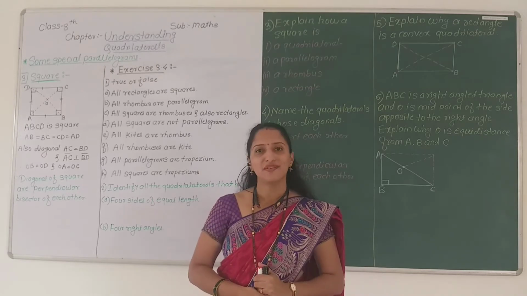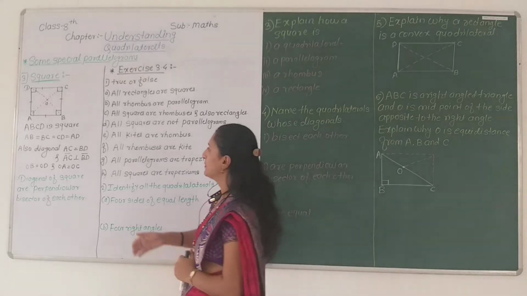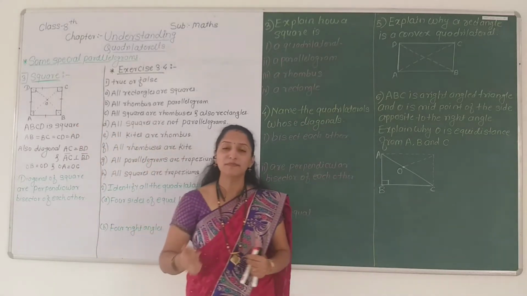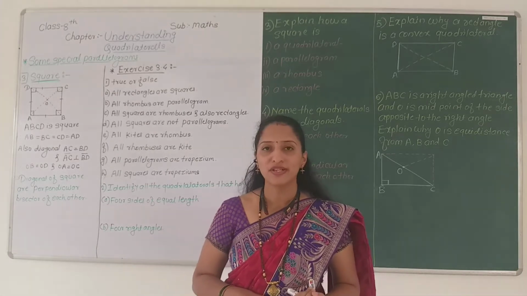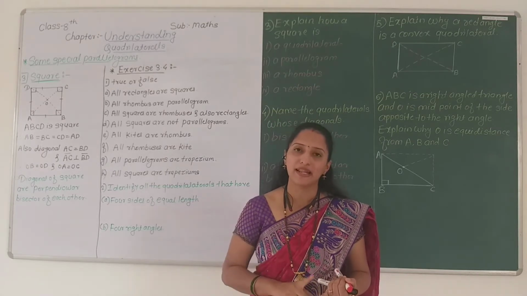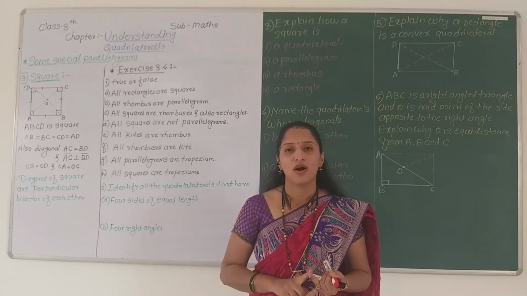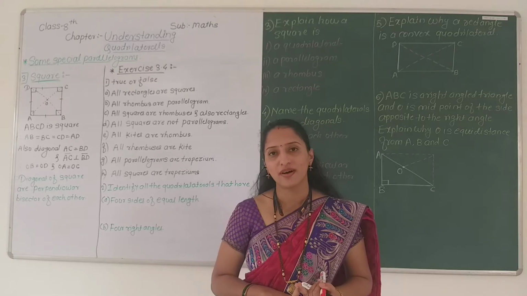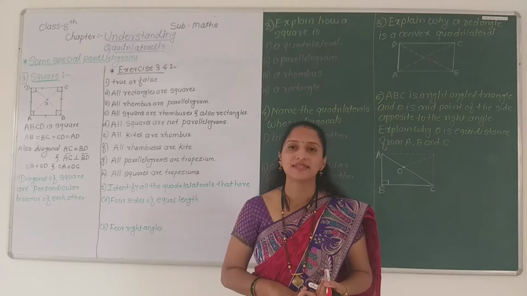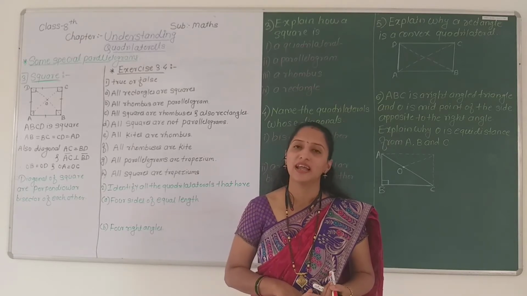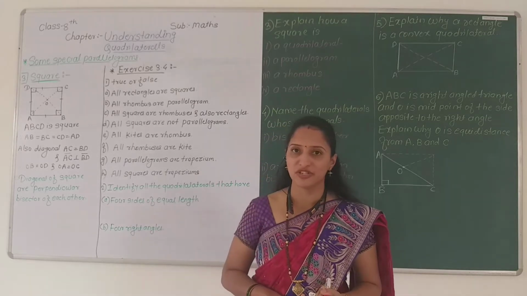Okay, so let us start our today's session. Some special parallelograms. In that, we are going to learn square. In previous session, we have learned rectangle, right? What is rectangle? Rectangle is a parallelogram having opposite sides the same. Also, all angles of a rectangle are 90 degrees and all are the same. And diagonals of a rectangle bisect each other and they are of equal length. Okay, we have learned this in our previous session.